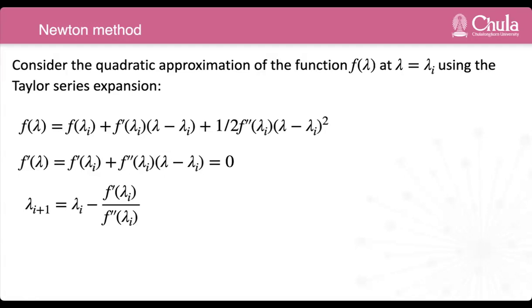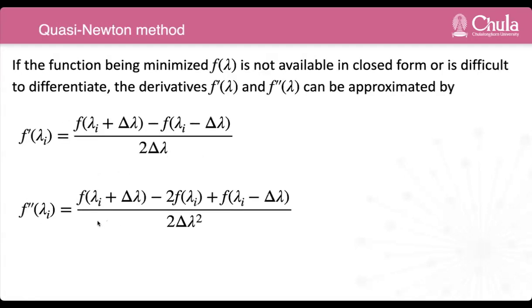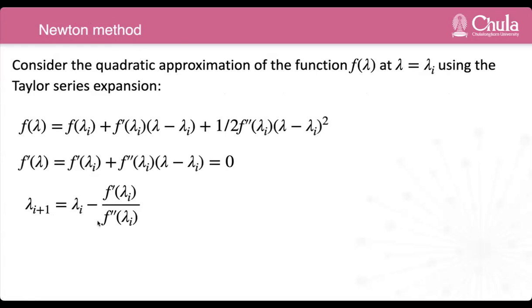So you see that starting from lambda I, we can estimate the next point by using this equation. It's called quasi-Newton method. No, it's the Newton method actually.